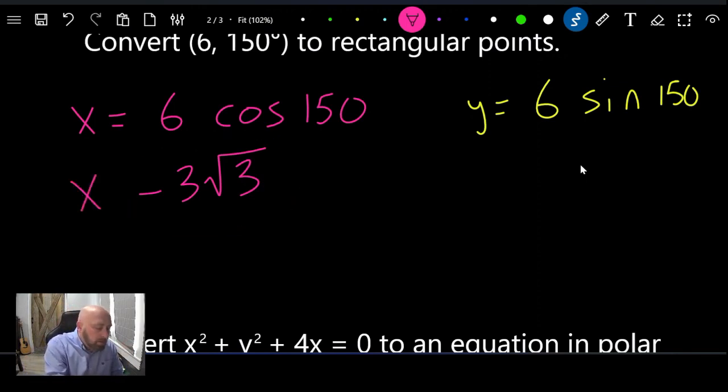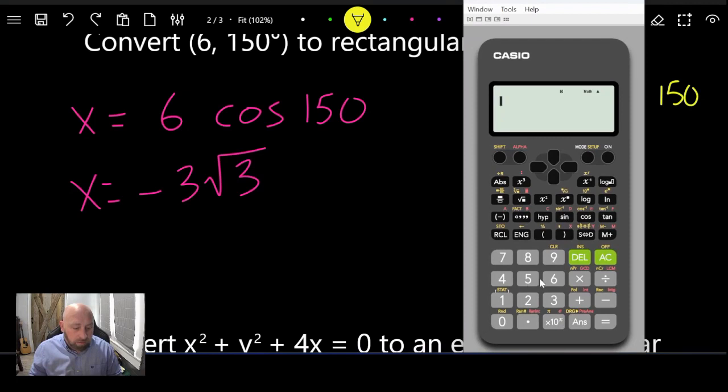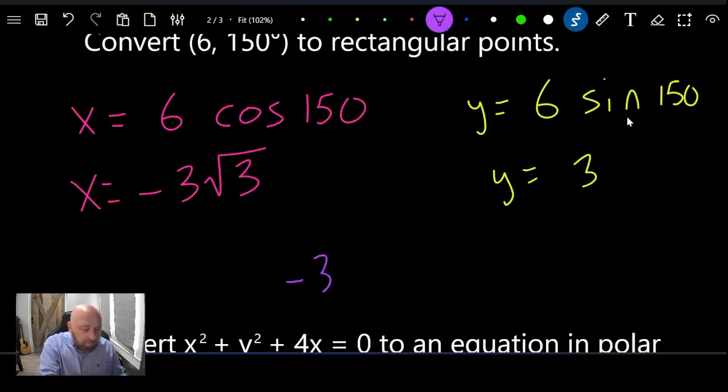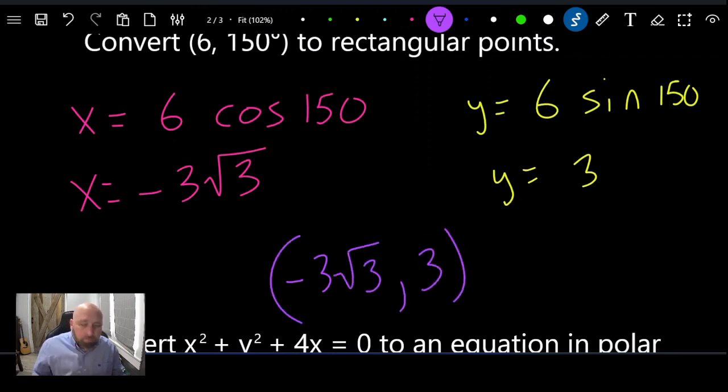So our x is going to equal that. Our y is going to equal the same thing, except for using sine instead of cosine. So let's go ahead and we'll do 6 sine of 150 equals 3. There we go, and so our y equals 3. And now we can just go ahead and write this. Our x is -3 square root of 3, and our y is 3. So again, not too bad there. Easy? No, but not too bad. Use your calculator, and that will help you out a lot right there.